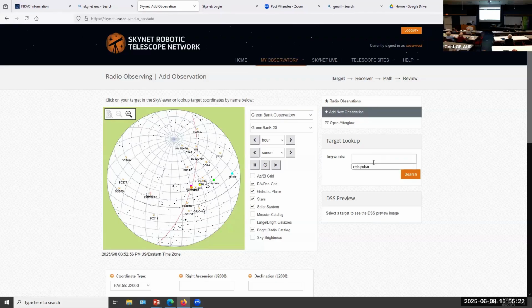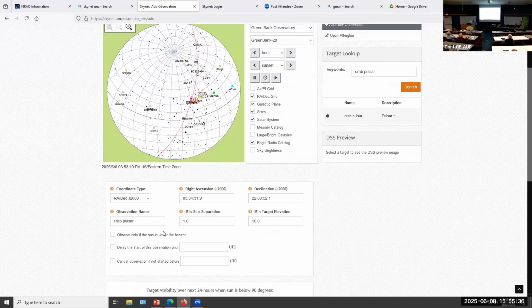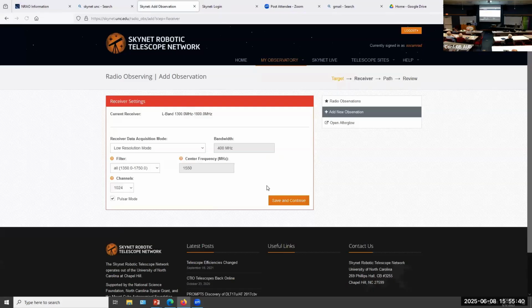So let's put Pulsar back in here. Yeah, I'm not going to do this observation. I'm going to take you through some steps. Pulsar. I've got to put my initials there.